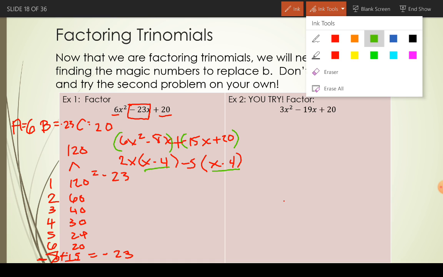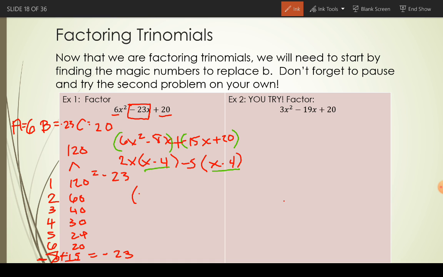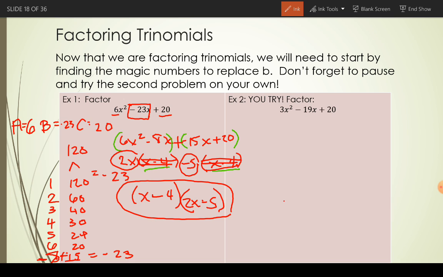So we're going to have x minus 4 as one of our factors. We're going to cross it out so we can clearly see what's left for our last factor. Okay, we're going to have 2x minus 5. And these are our factors here. Okay, I want you to pause and try example 2 on your own.